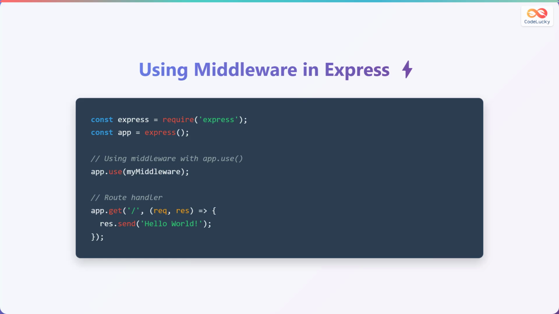For example, const express equals require express. const app equals express function call. app.use myMiddleware. app.get slash, which takes request and response as parameters, and response.send hello world.